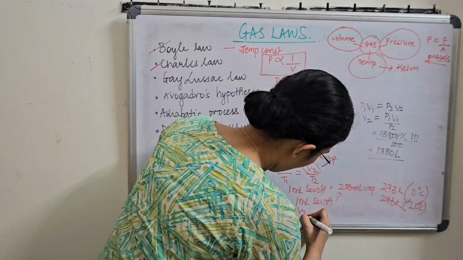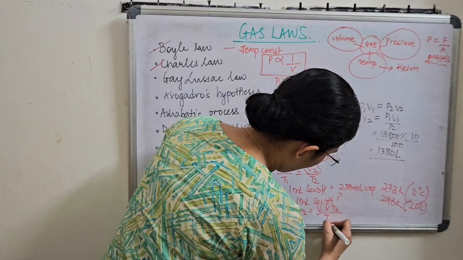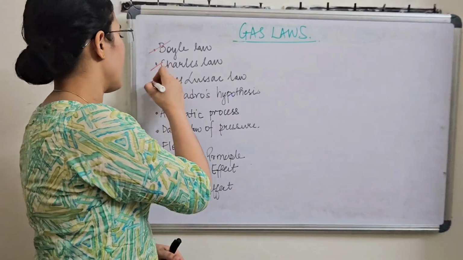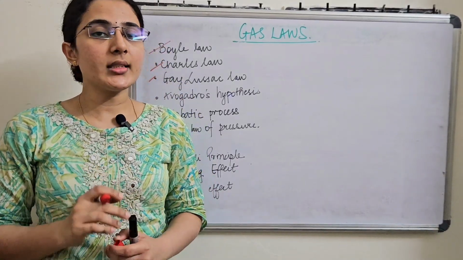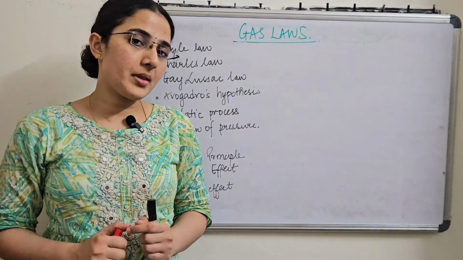So here V2 is equal to V1 into T2 divided by T1. Next we have Gay-Lussac's law. In Gay-Lussac's law, at a constant volume, the pressure is directly proportional to the temperature.